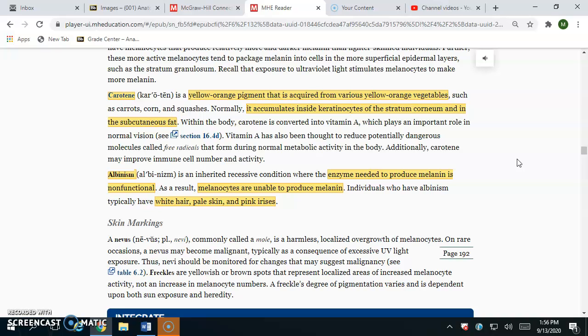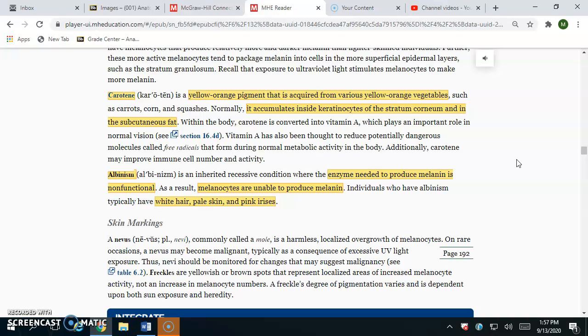Since the enzyme's wrong and it's not able to function like it's supposed to, it doesn't make melanin. So these people have all their melanocytes, the same number as we do. It's just that their melanocytes can't make the melanin pigment. So what you'll notice is they might have white hair, because melanin is the pigment that colors our hair. They might have pale skin because melanin, of course, contributes to skin color.